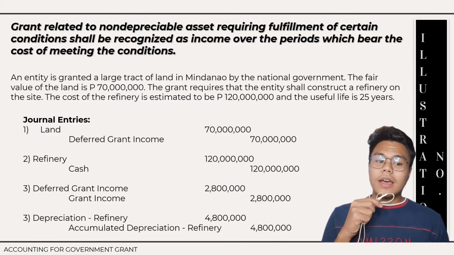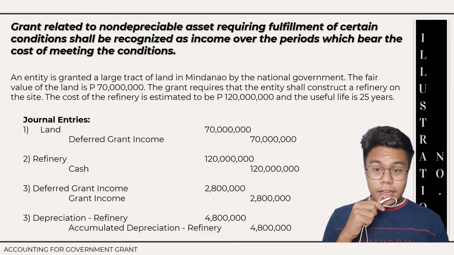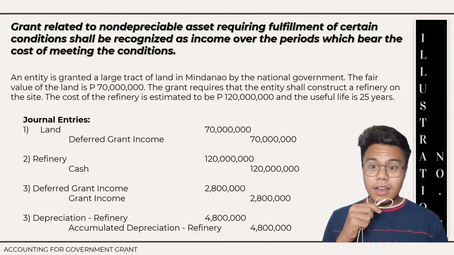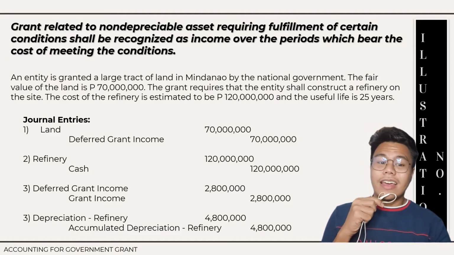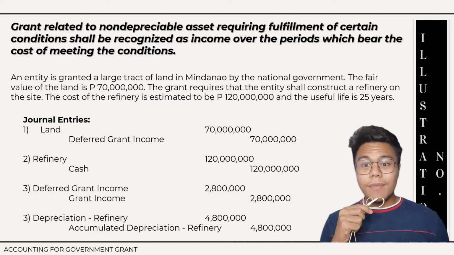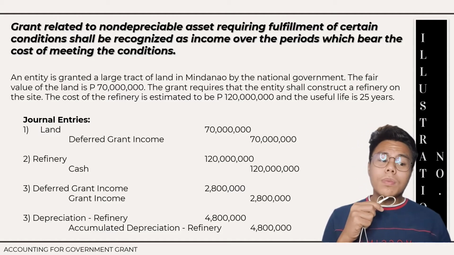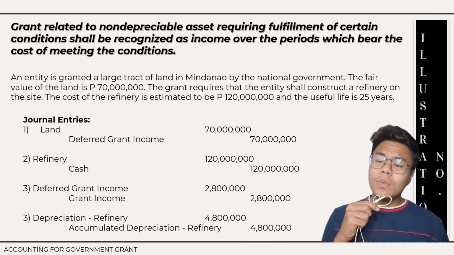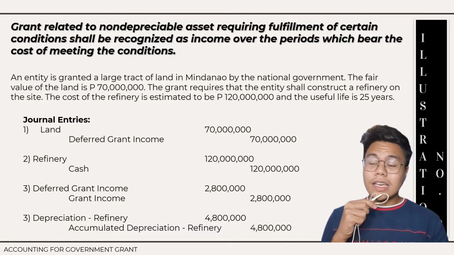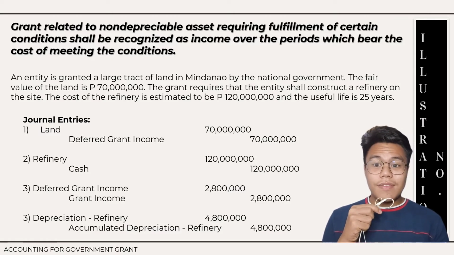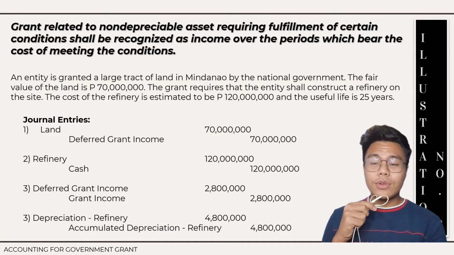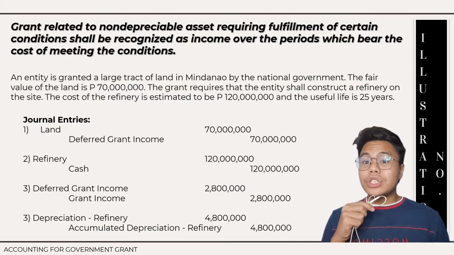Next, we have to recognize the income under the income approach. So we would debit deferred grant income to reduce the liability and recognize the income by crediting grant income. So debit deferred grant income, credit grant income of 2,800,000 pesos. How did we get 2,800,000 pesos? Basically, 70 million divided by the useful life, which is 25 years. So 70 million divided by 25 years gives us 2,800,000 pesos.